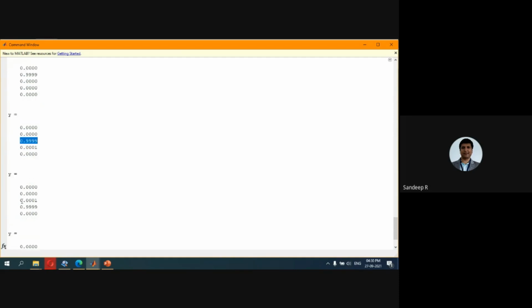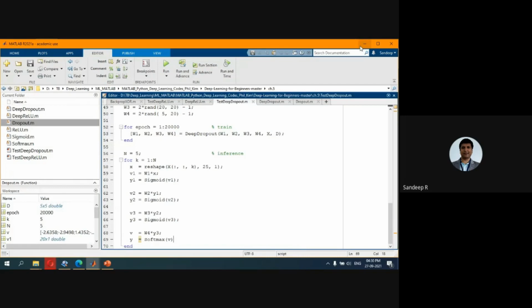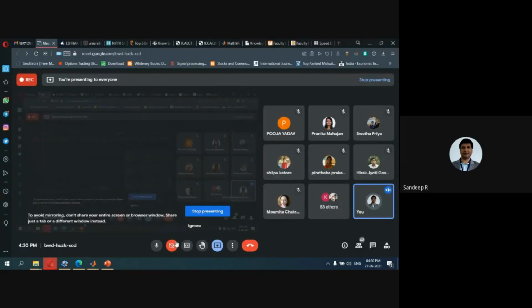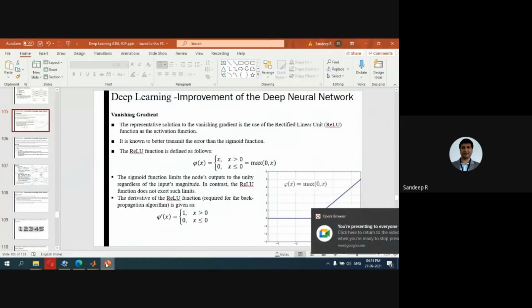3 output. Very close to 1. 4 output. Very close to 1. 5 output. This is just for the demonstration purpose. 3 hidden layers also is very less, right? So we have done how we could address the problems of deep neural network. Okay. Fine.